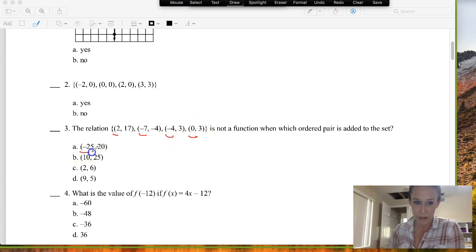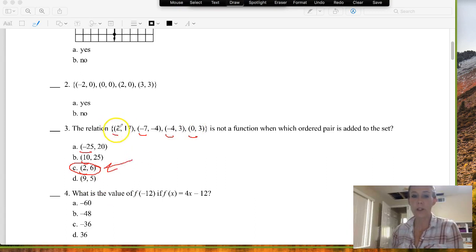Let's see here. -25, nope. 10, nope, none of these are a 10. 2, oh look, here's a 2. So if I plug in 2 and I get out 17, and I plug in 2 again, and this time it changes its mind and gives me out a 6, that would make this not a function. Okay, so this is the one that would make this not a function. 9, well none of these are 9, so 9 is fine. So this is the one.